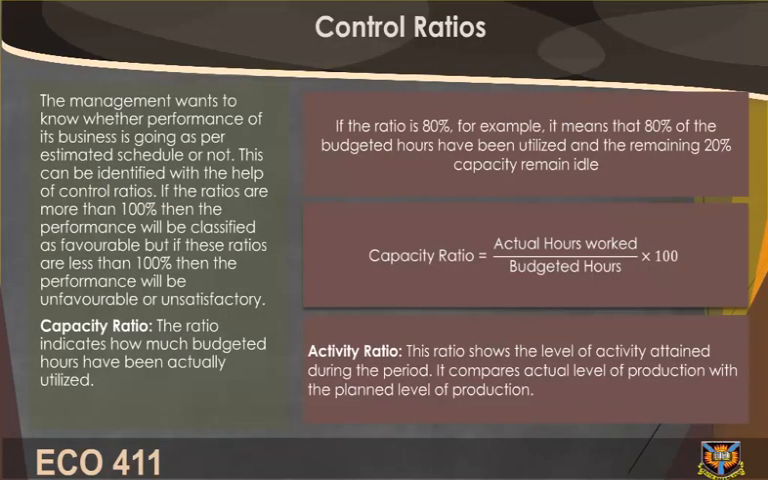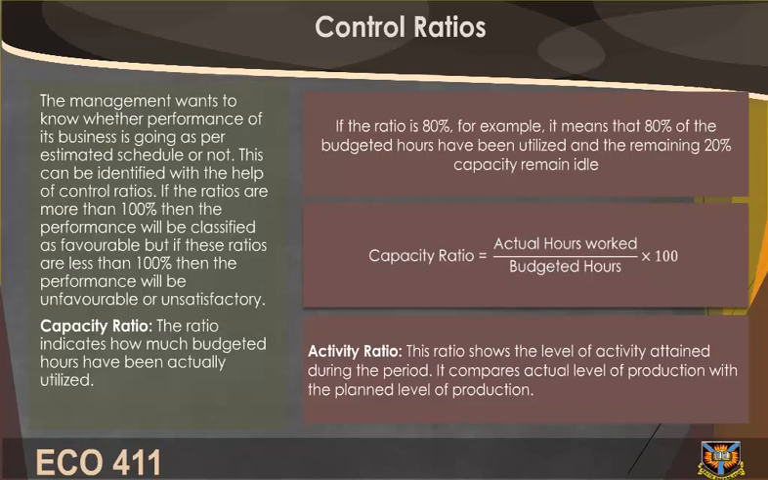Control ratios. The management wants to know whether performance of its business is going as per estimated schedule or not. This can be identified with the help of control ratios. If the ratios are more than 100%, then the performance will be classified as favorable, but if these ratios are less than 100%, then the performance will be unfavorable or unsatisfactory.